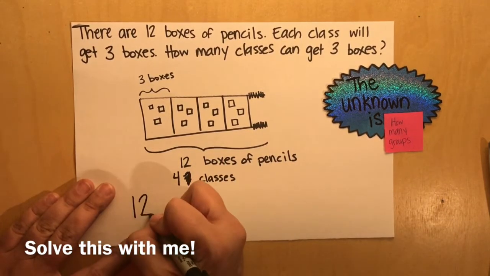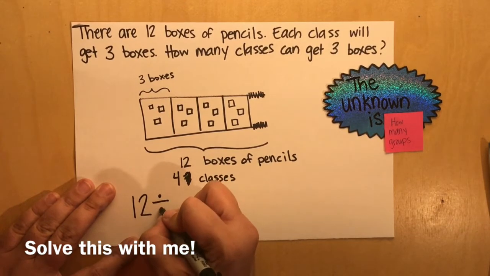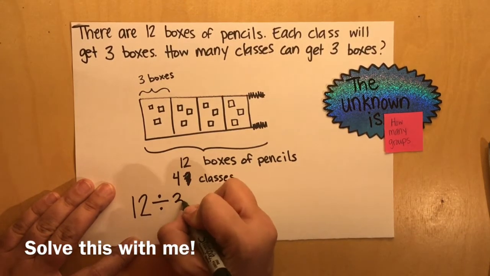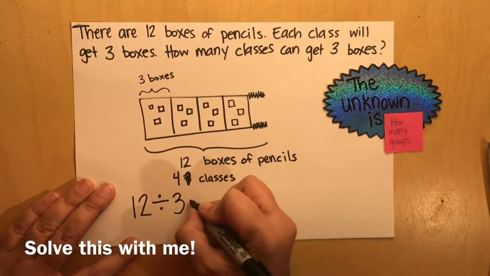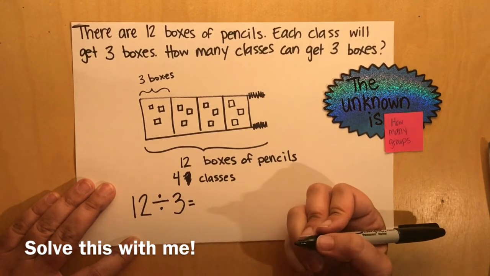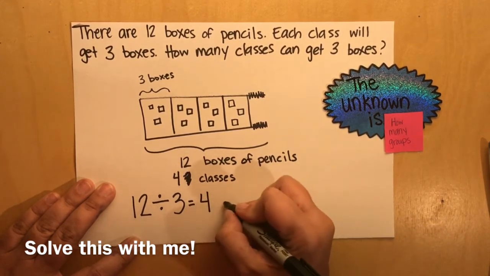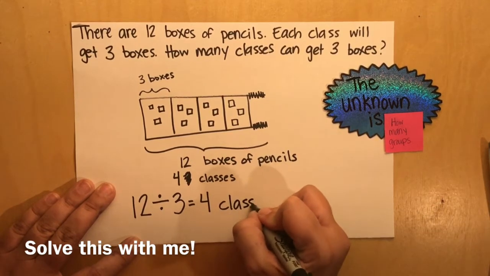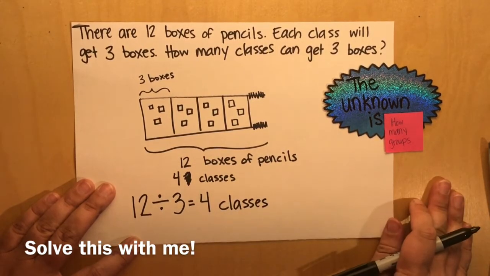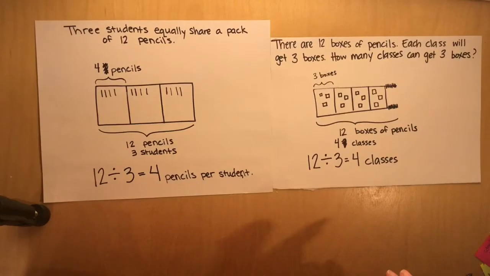So 12 boxes of pencils divided by 3 boxes for each class means that 4 classes can get 3 boxes of pencils.